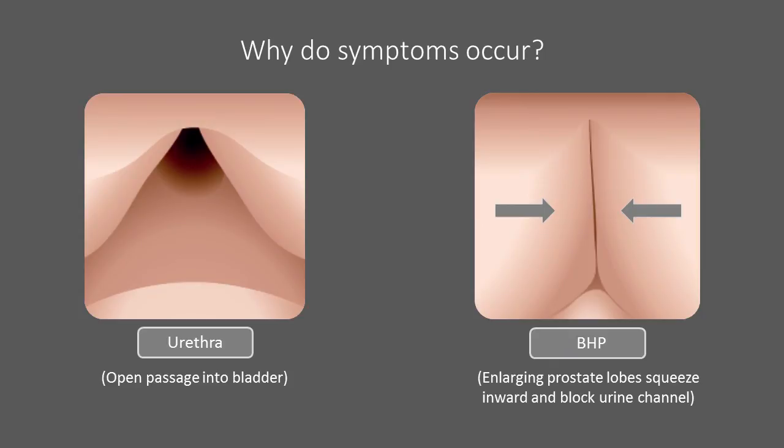These illustrations show the prostate as your surgeon would see it through a telescope called a cystoscope. You can see that as the prostate enlarges, it grows inward, blocking off the flow of urine through the urine channel called the urethra.